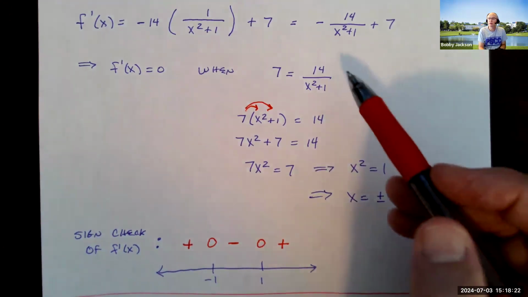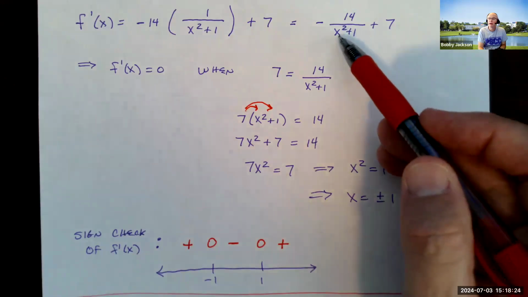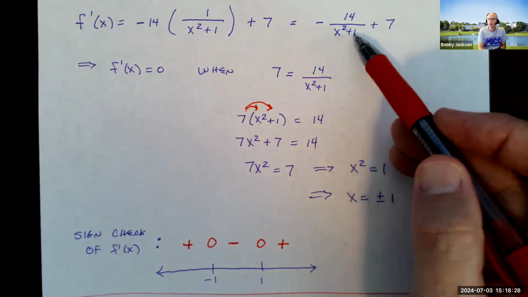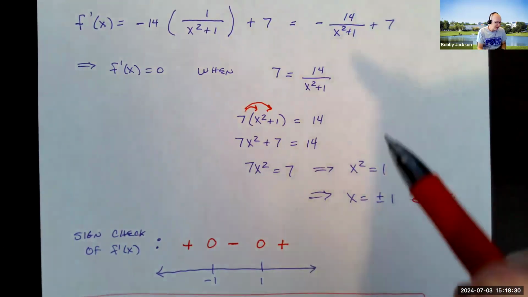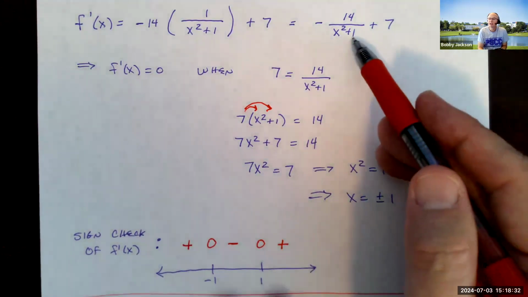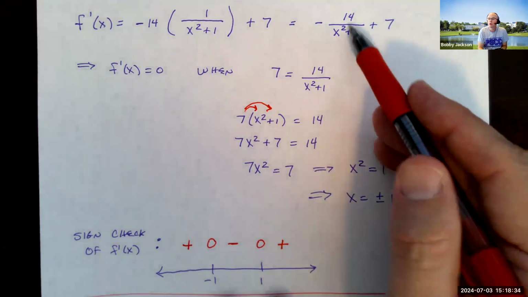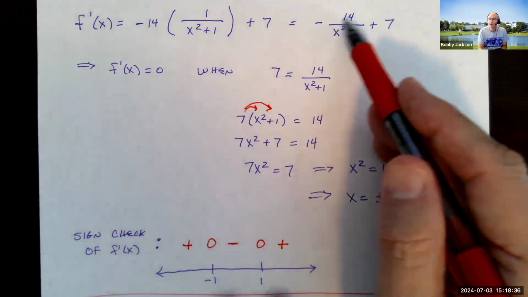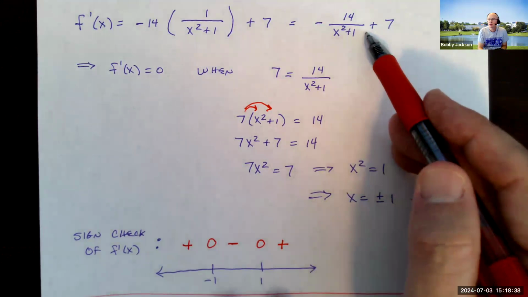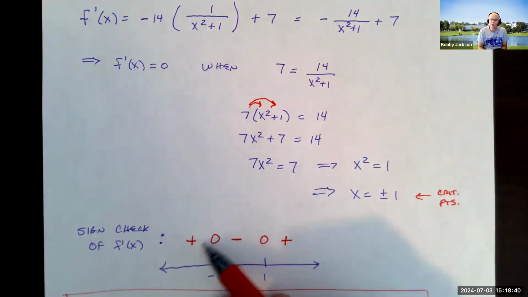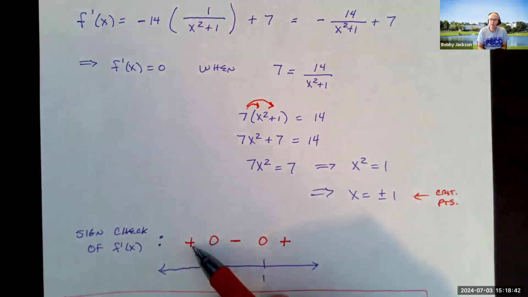So go back to the derivative up here. If I plug in -2 here, -2 squared is 4. 4 plus 1 is 5. 14/5, that is slightly less than 3. It's like 2.8, I think, right? And so -2.8 plus 7, that's a positive number. And so notice the derivative is positive.